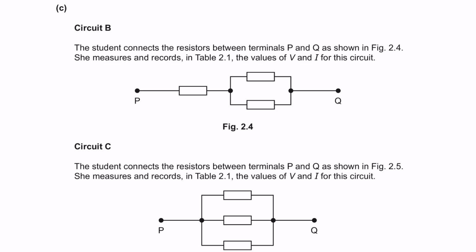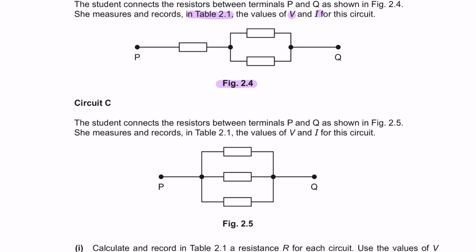Question part C. In circuit B, the student connects the resistors between P and Q as shown in figure 2.4. She measures and records in table 2.1 the values of V and I. And the same was repeated for circuit C. The difference between circuit C and B is that 2 of these resistors are connected in parallel and 1 in series. And for circuit C, all 3 resistors are connected in parallel.